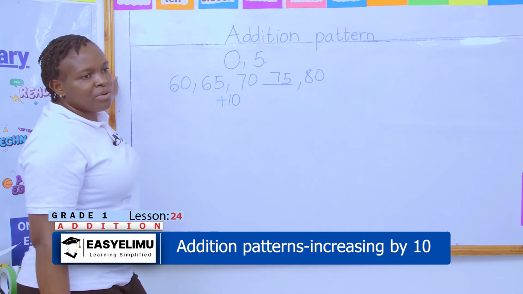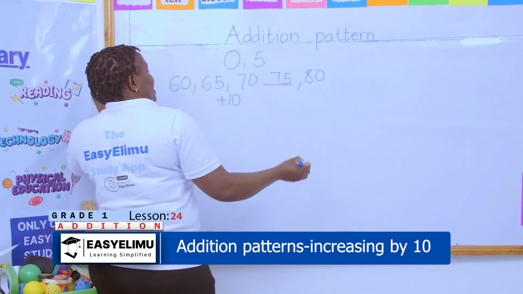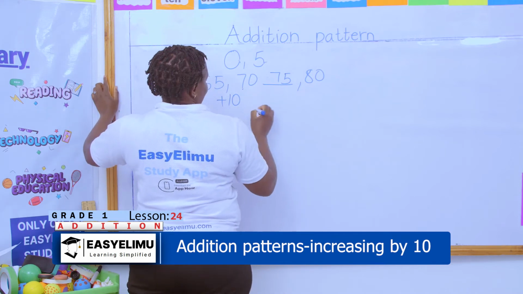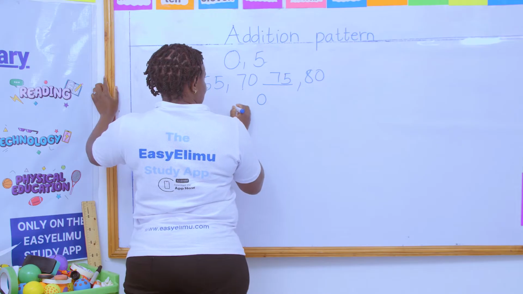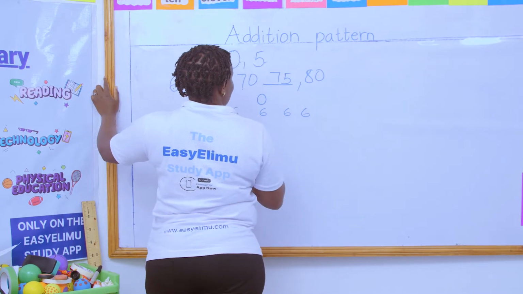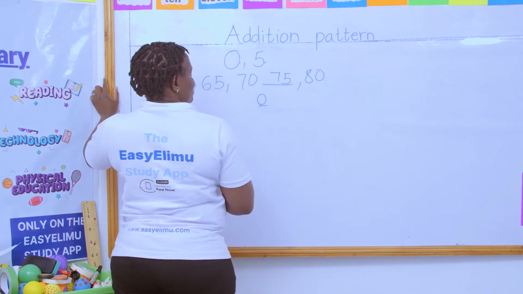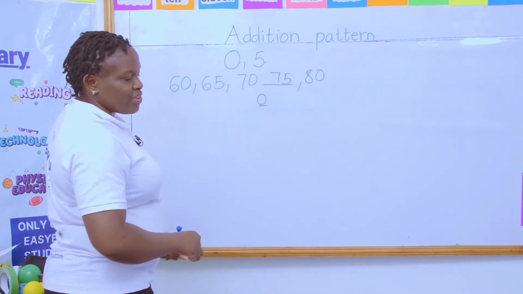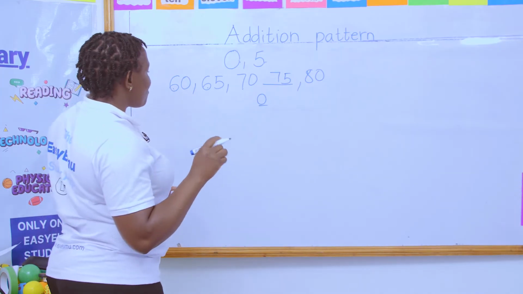What if the number pattern is addition of 10? Rule for counting in tens, what did we say? Counting in tens, the number ends either with that number or a 0. If the starting number is 6, all the other numbers must end with a 6. If the ending number is 0, all the other numbers must end with a 0.